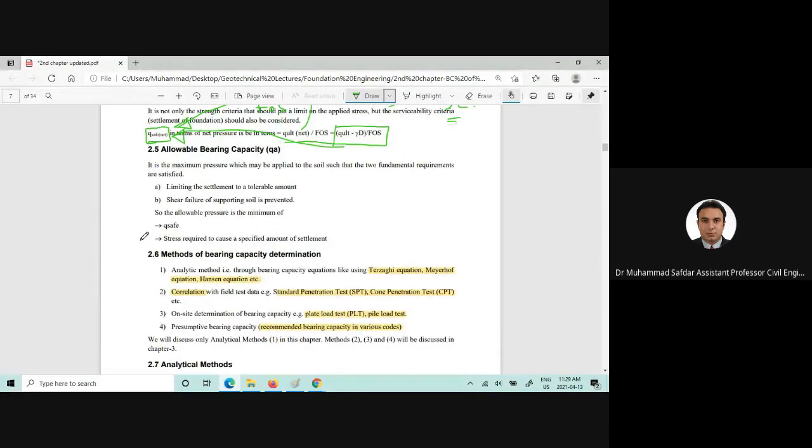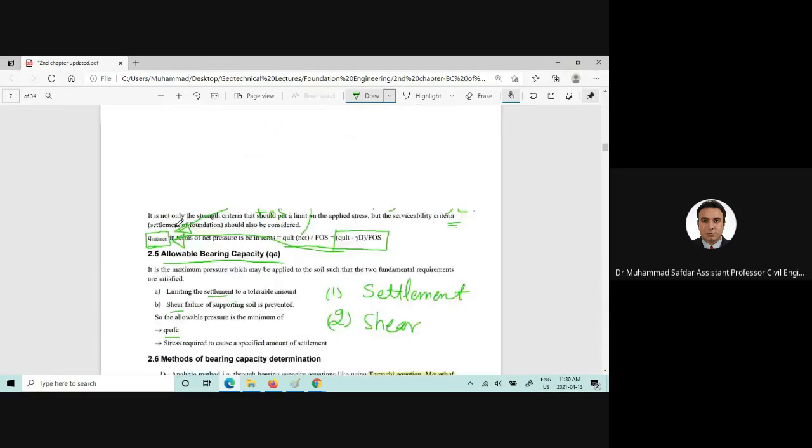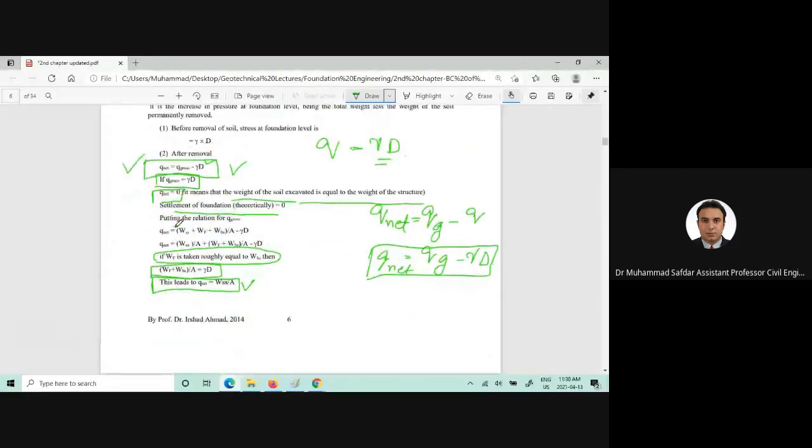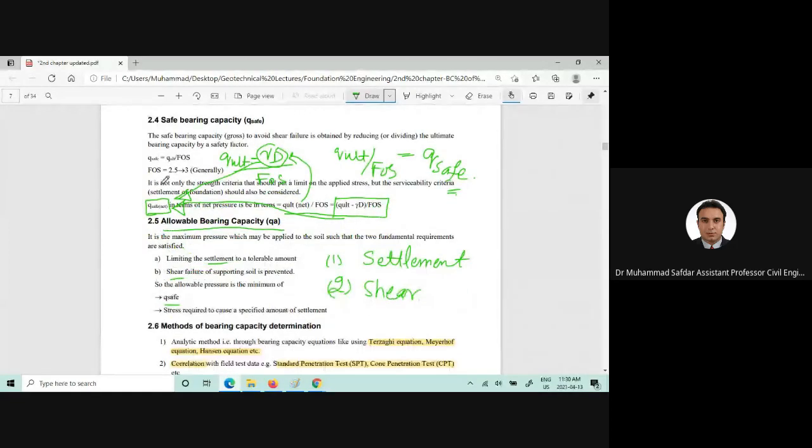Now, there is another term which will be used in examples and problems, and that is the allowable bearing capacity. We already know that for foundation designs we need to satisfy the settlement criteria and the shear failure criteria. In order to do that, we need to find the Q safe first, and then we will find the stress required to cause a specified amount of settlement, the second one here.